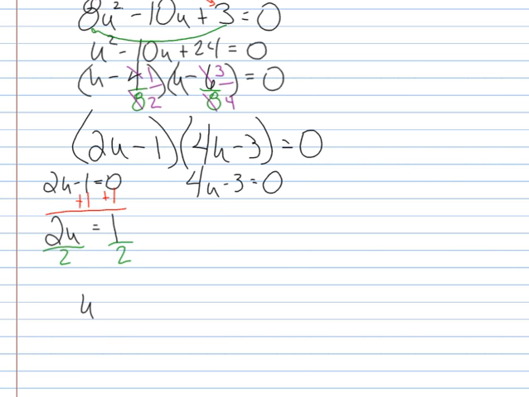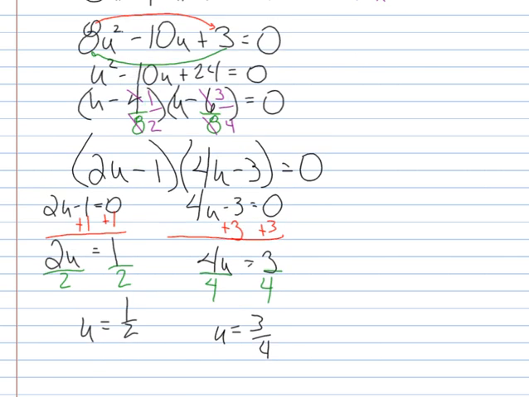So this now gives me u equals 1/2. Working on the one on the right. Start off. Plus 3, plus 3. 4u is equal to 3. Divide both sides by 4. u is equal to 3 over 4.